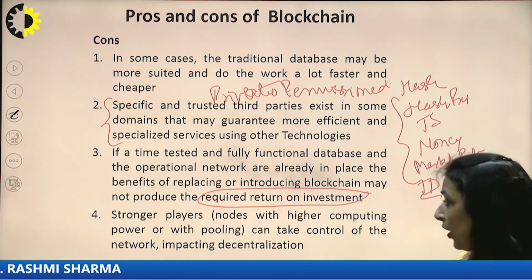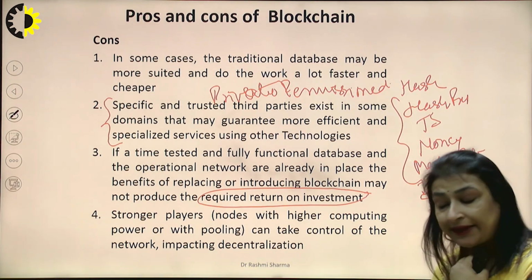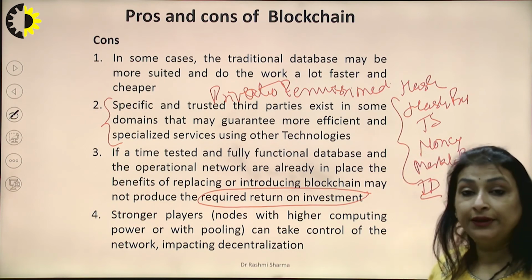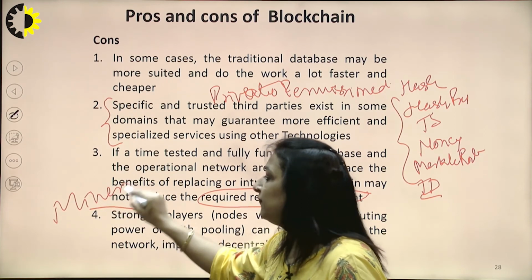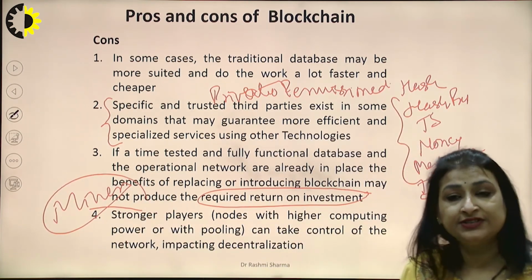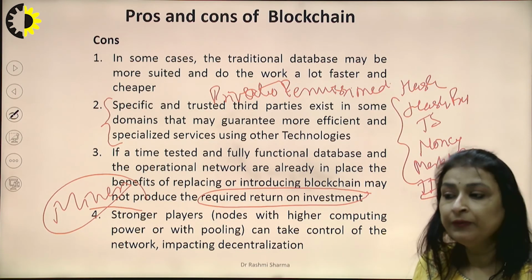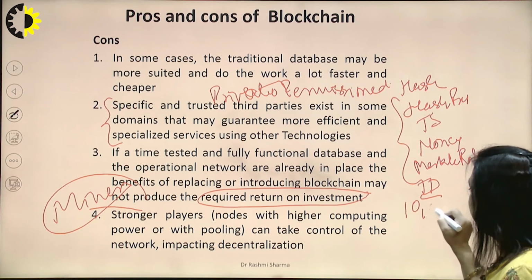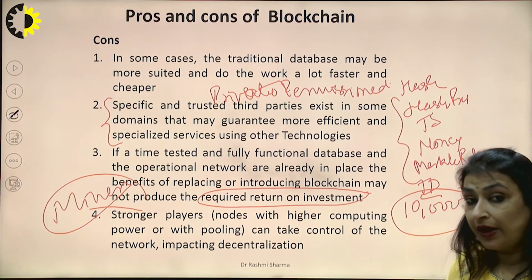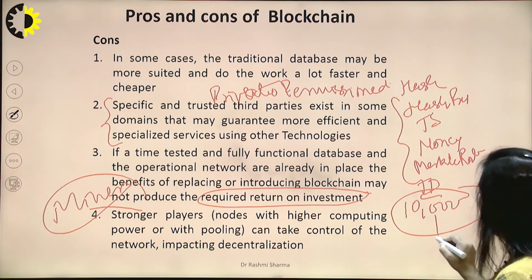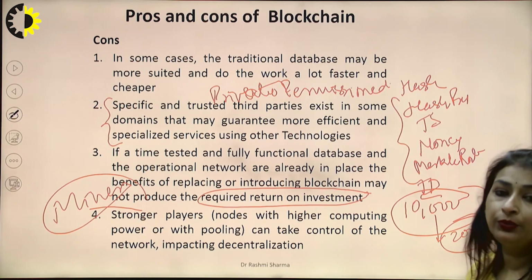Okay, strong players may get control of the network, impacting the decentralization. Here, the strong players means the miners. If I don't have a system with much computing power, then I won't take part in mining any of the transactions. Assume we have 10,000 people in my blockchain. If 10,000 people are trying to mine, out of 10,000, only 2,000 have the computing power to mine that particular transaction.